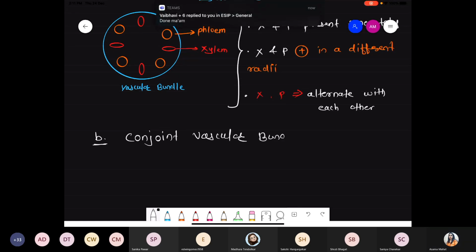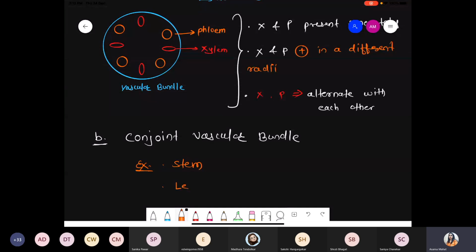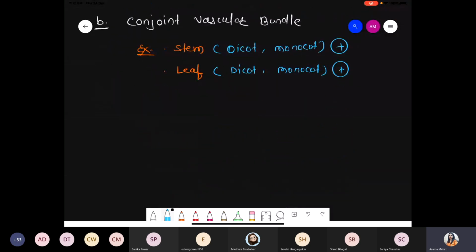In case of the conjoint vascular bundle, mostly they are present in the dicot and monocot stem as well as in the dicot and monocot leaf. So in both conditions they are present in the dicot as well as the monocot stem and leaf. Radial vascular bundle is present in root, but conjoint vascular bundle is present in stem as well as the leaf.